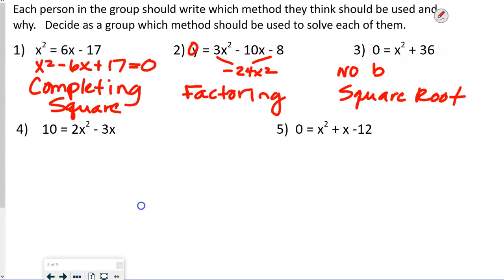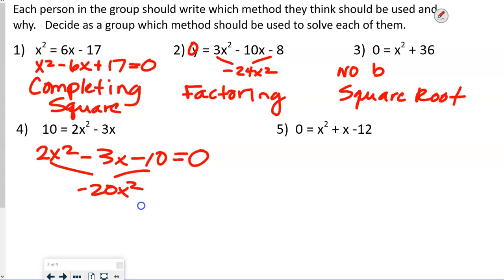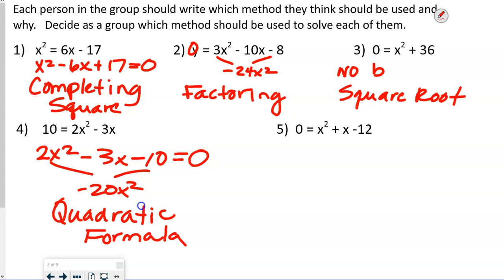Okay. For number 4, again, I'm going to put it in standard form, 2x squared minus 3x minus 10 equals 0. I'm going to look at this, negative 20x squared. Don't think there's any factors of negative 20 that add up to be negative 3. So this is one when I would use the quadratic formula. Also, I have a b, and b is not even. So that's why I would use the quadratic formula for this one.